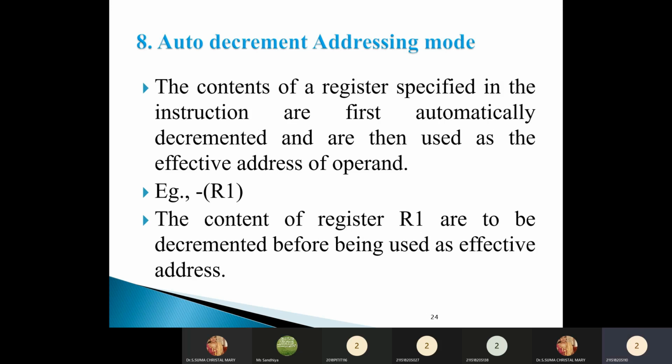So, auto increment addressing mode. The effective address of the operand is the contents of a register specified in the instruction. After accessing the operand, the contents of this register are automatically incremented to point to the next consecutive memory location, or we can say to the next item in a list. For example, R1 plus: the content of register R1 is used as the effective address, and after the operand is accessed, this content is to be incremented.